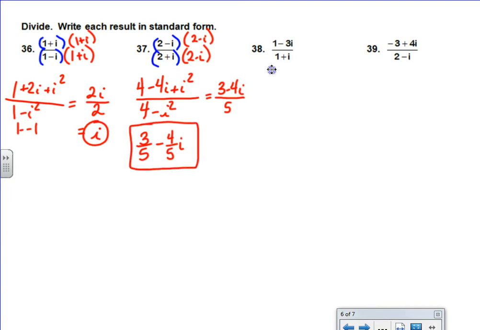Again, I know your calculator can do this work, but if I catch you trying to use your calculator and not showing all the work you need, you're going to have to do a calculator-free exam, so please don't do that. The conjugate of the denominator for number 38 is 1 minus i.